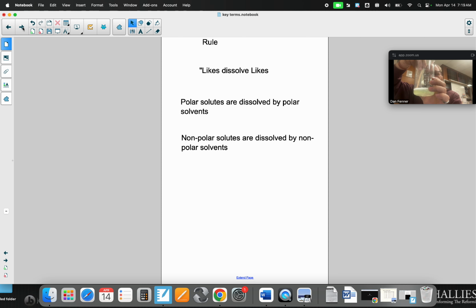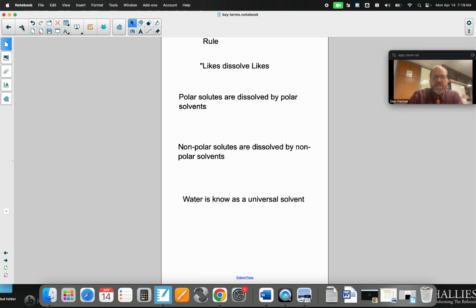All right, next time I'm going to show you a little of what happened to this particle as it got dissolved. All righty. Now, there's one more thing I want to talk about here, and that's the concept that water is known as a universal solvent. Now, does that mean it dissolves everything? No. That only means that it dissolves substances that are like it, and a lot of substances are polar, so therefore that's what we call the universal solvent.